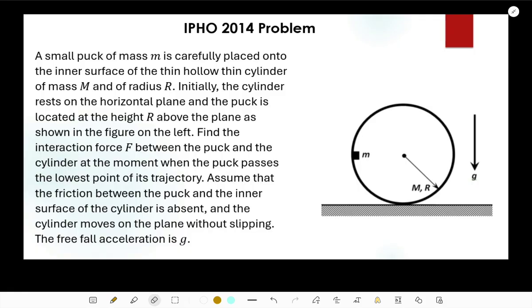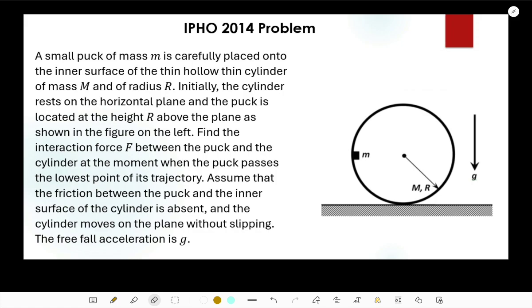Unfortunately, this is not left, this is right. In the original problem, the figure was placed on the left. Next line reads: find the interaction force F between the puck and the cylinder at the moment when the puck passes the lowest point of its trajectory at the bottom of the cylinder.